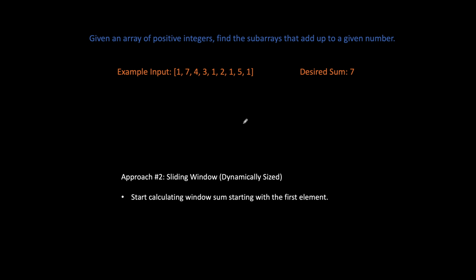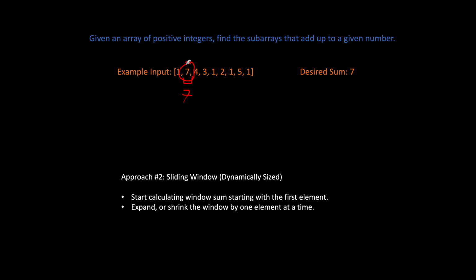We'll start by calculating the window sum, starting with the first element. Then we're going to expand or shrink the window by 1, depending on whether our subarray sum is greater than or less than 7. So let's do it. We'll start with 1. The subarray sum is 1. We're going to move on to 2. The subarray sum is 8, so we're going to have to shrink the subarray. So let's do it. We shrink it by 1. And there we go.